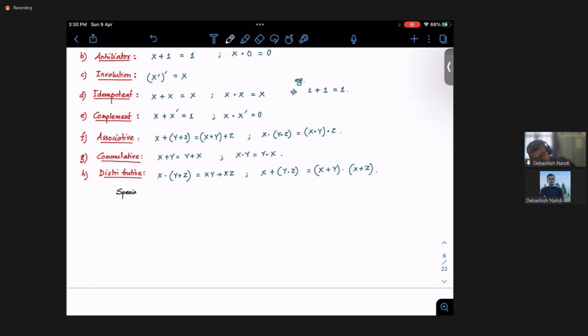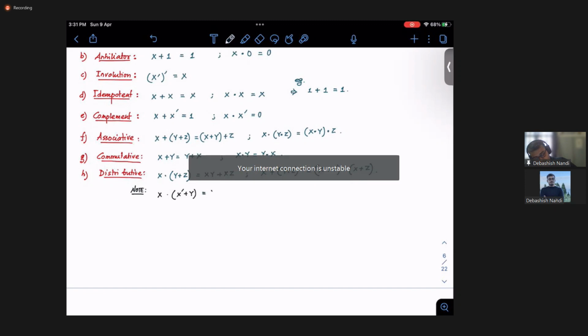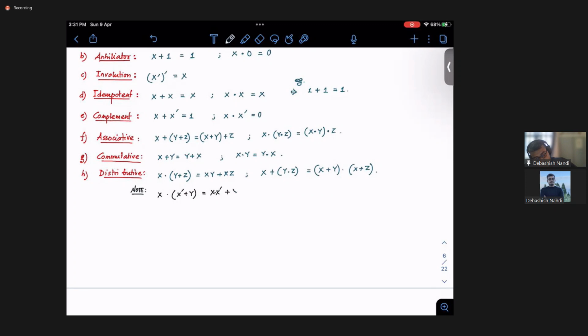Special case. Let me tell you, note this one because this will help. If you have x and x bar plus y, using this formula, you have x times x bar plus xy. X and x bar is from here, you see, it is nothing but 0. So you have simply xy.